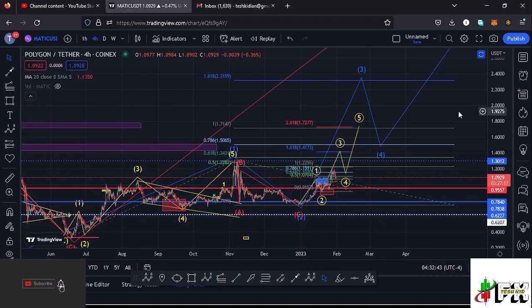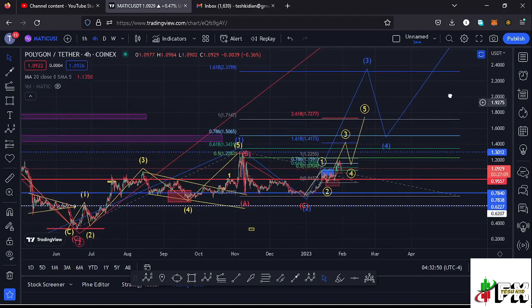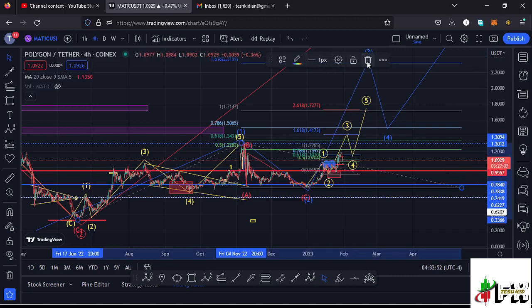mark, and that is the minimum that I would expect that wave 3 to the upside to do before we can expect a wave 4 and then push even higher in the formation of that wave 5. So that is what I'm expecting on the short-term scenarios.